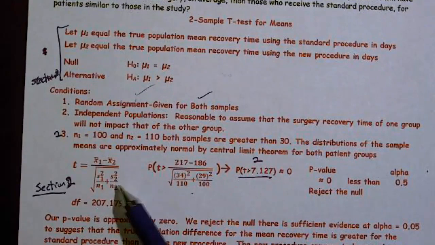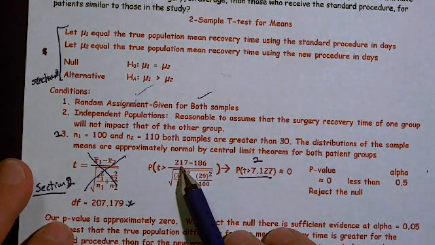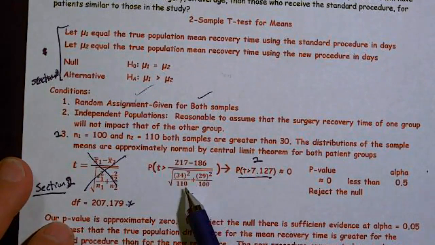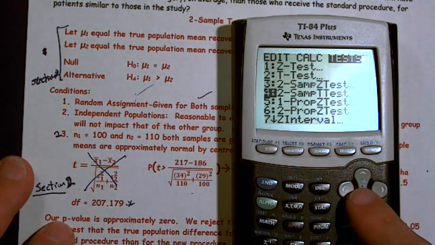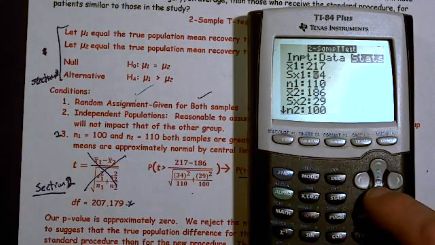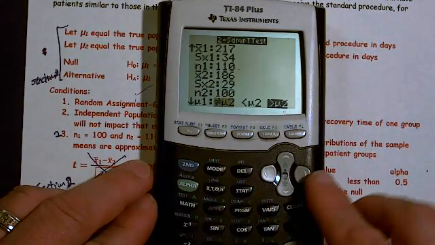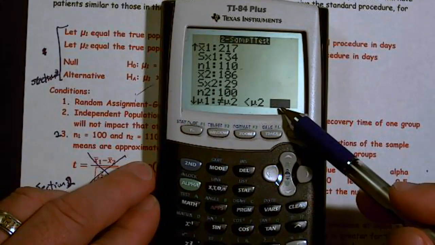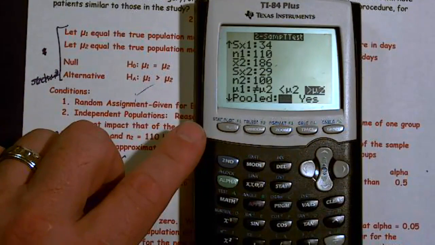So we write our formula down. Once we've written it down, we cross it out because we don't want it graded, and we plug in our numbers. Our mean for the standard was 217. The mean for the new was 186. There's our standard deviations and our sample sizes. So, stat, test, 2-sample t-test, x bar 1, recovery time of 217, standard deviation of 34, and the sample size of 110. This is the new mean, which is 186, and the new recovery, 29 standard deviation, and a sample size of 100. And then we need to make sure that we match how we set up our alternative hypothesis. I have mine set up as a greater than, where the standard was greater than the new, depending on how you define it. We don't pool.